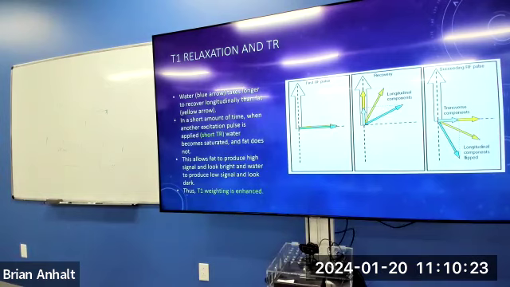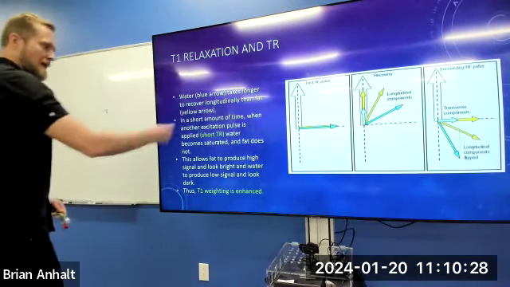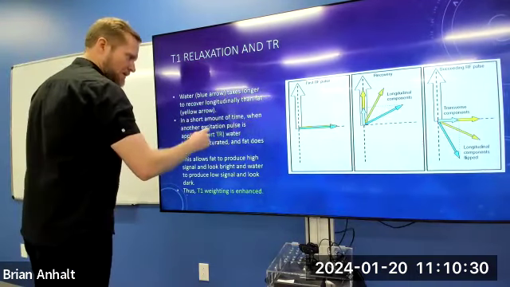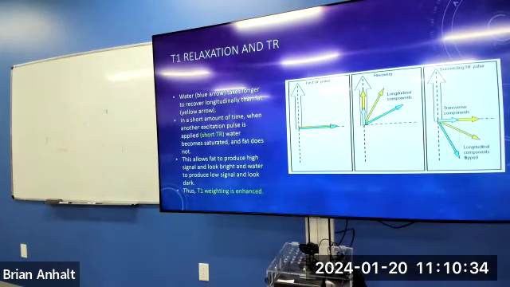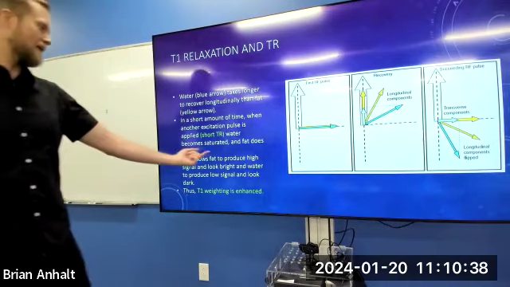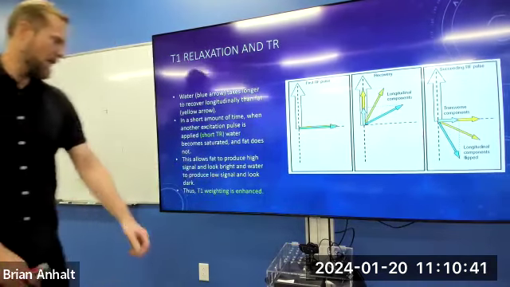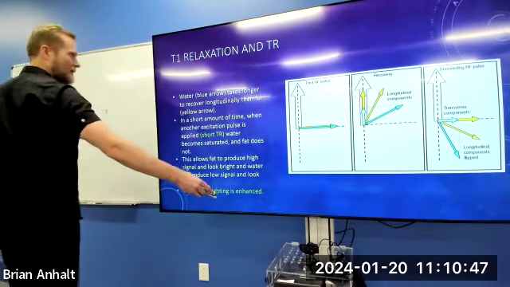See, water, the blue arrow, takes longer to recover longitudinally because it has a long T1 time. And in that short amount of time, when another excitation pulse is applied, at a short TR, water becomes saturated and fat does not. This allows fat to produce high signal and look bright, and water to produce low signal and look dark. Thus, we enhance T1 weighting with what?